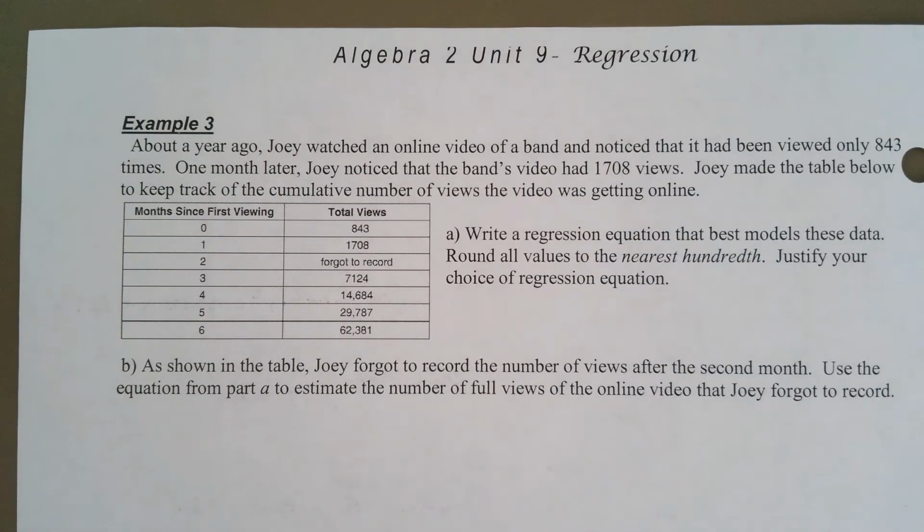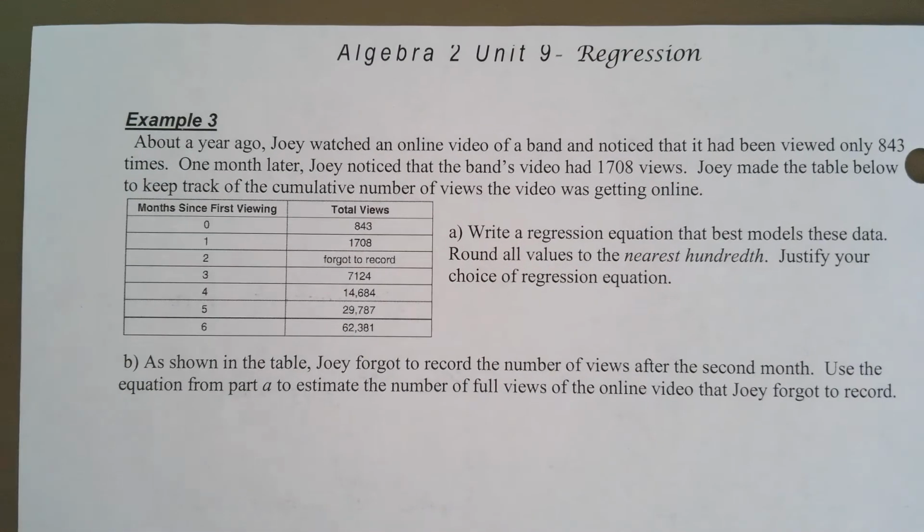Now, example number 3. About a year ago, Joey watched an online video of a band and noticed that it had been viewed only 843 times. One month later, he noticed the band's video had 1,708 views. Joey made a table below to keep track of the cumulative number of views the video was getting online. Write a regression equation that best models this data.